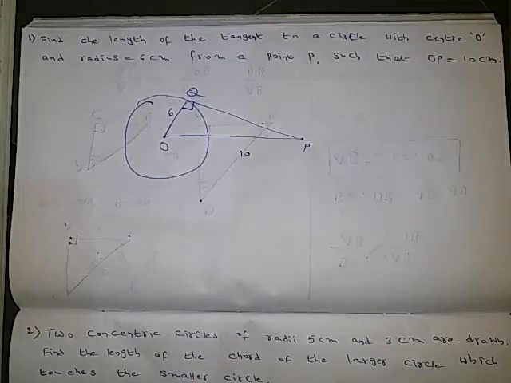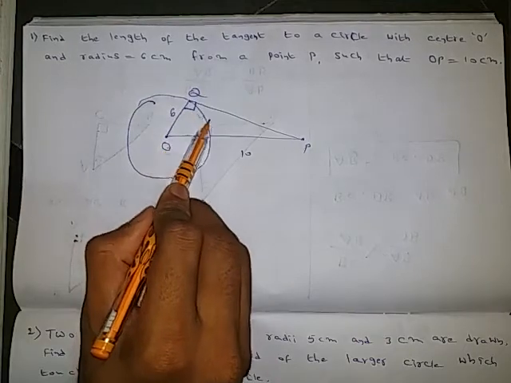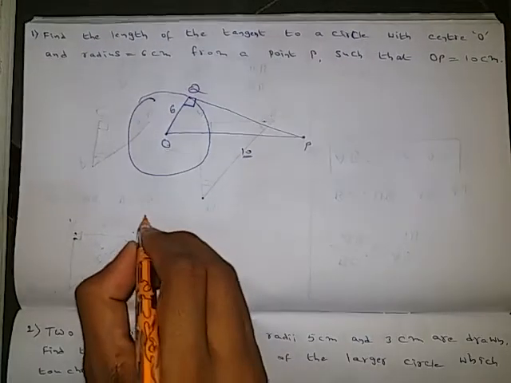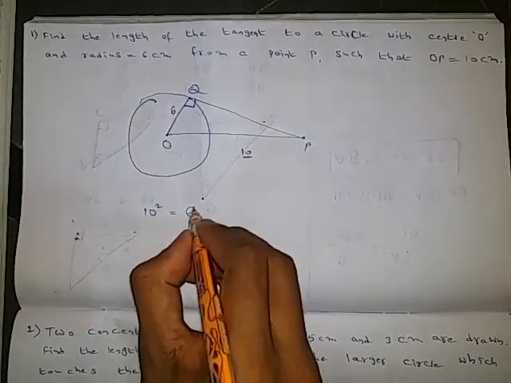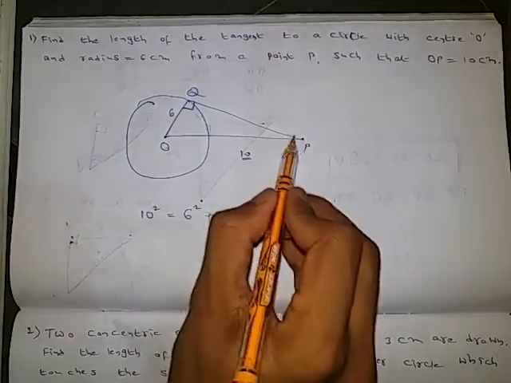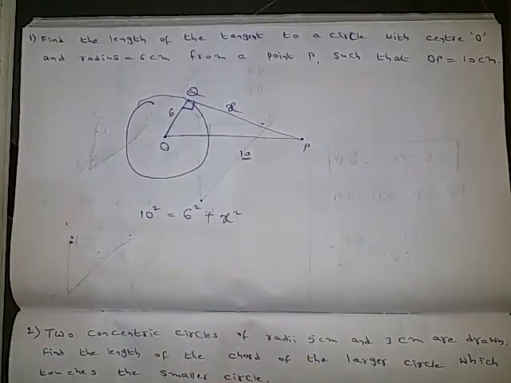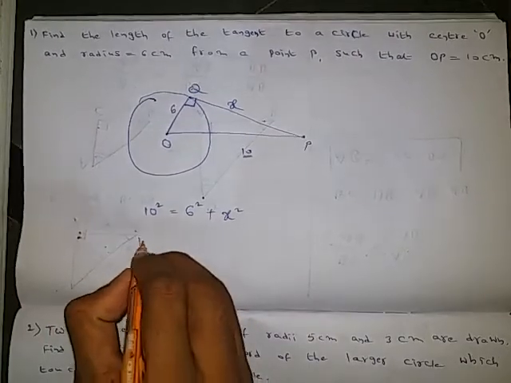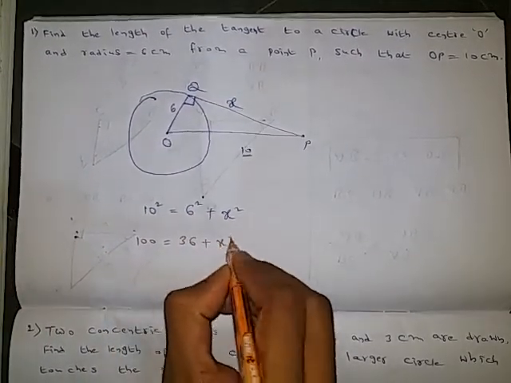So let us apply the Pythagoras theorem then. This is the right angle, so opposite to the right angle it will always be the hypotenuse. So hypotenuse square, that is 10 square, is equal to first side square, 6 square, plus second side square. But PQ is not given, so I am taking some constant x, so x square. Hypotenuse square is equal to first square plus second square. 10 square is 100, which is equal to 6 square, 36, plus x square.